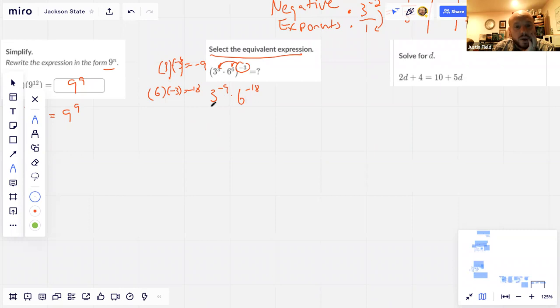All right, so these are not like bases, so we will not be adding the exponents to try to make a single term. But we can rewrite this expression without negative exponents by putting both of these expressions in the denominator and making those exponents positive. All right, so the more you do it, the more you'll get the hang of it.